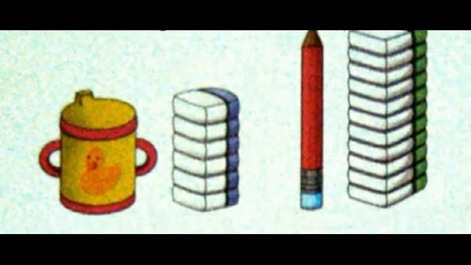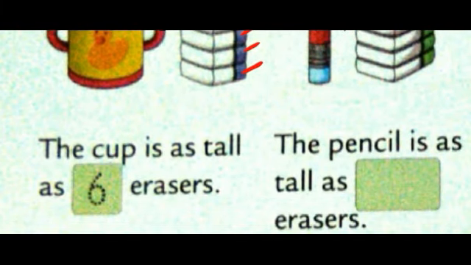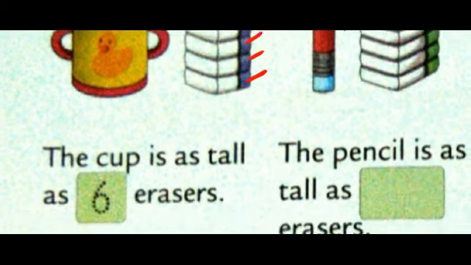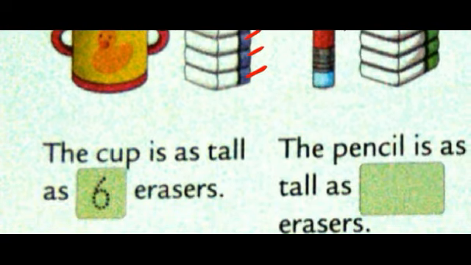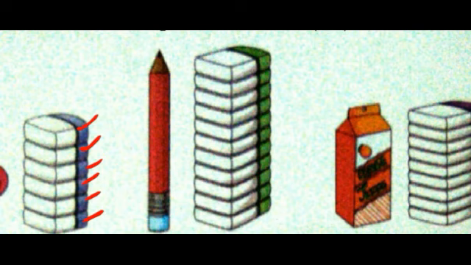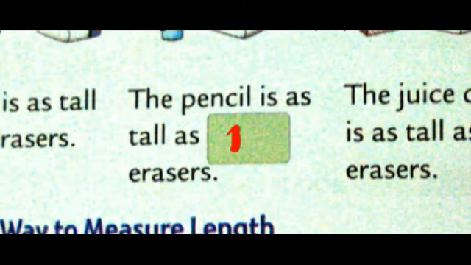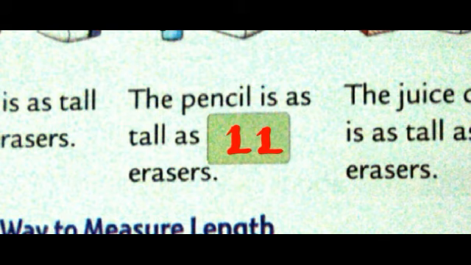This tiffin box is around 1, 2, 3, 4, 5, 6. It's about, the cup is as tall as 6 erasers. It's a cup. The cup is as tall as 6 erasers. And it's already done. So we'll start with the second one now. We have to now find out the height of the pencil by counting these erasers. 1, 2, 3, 4, 5, 6, 7, 8, 9, 10, 11. So the pencil is as tall as 11 erasers. So we can write here 11.